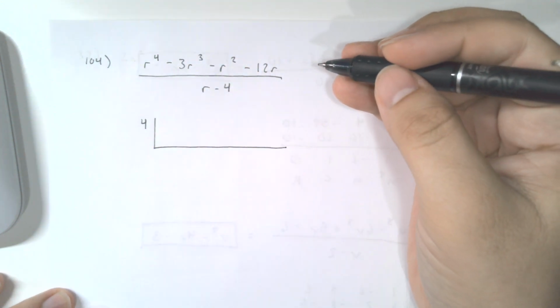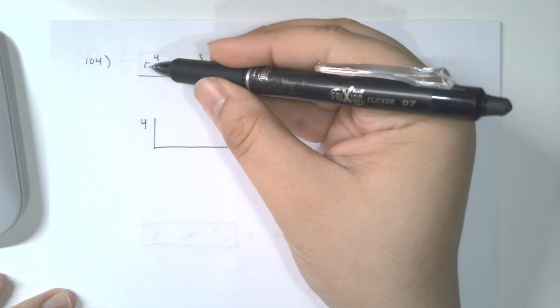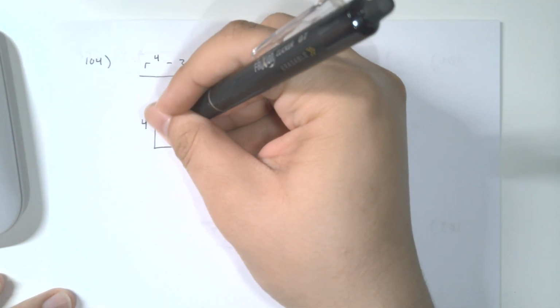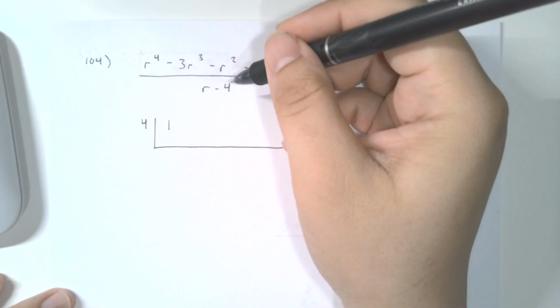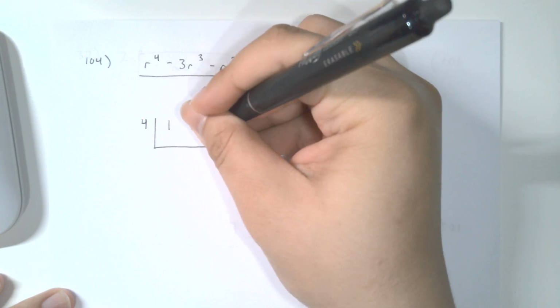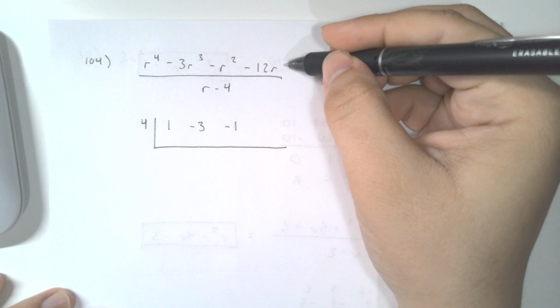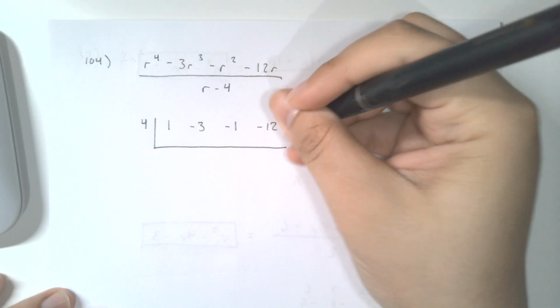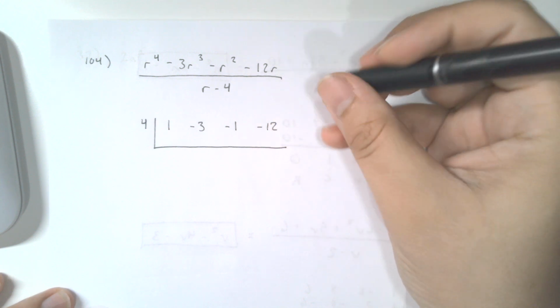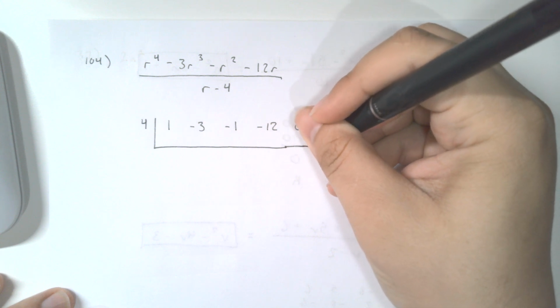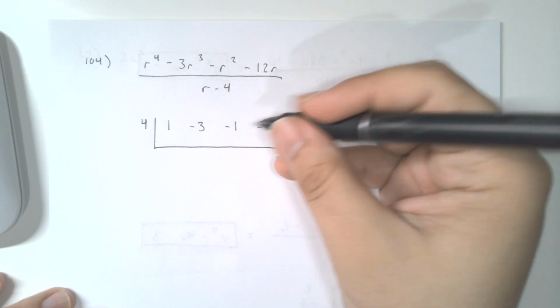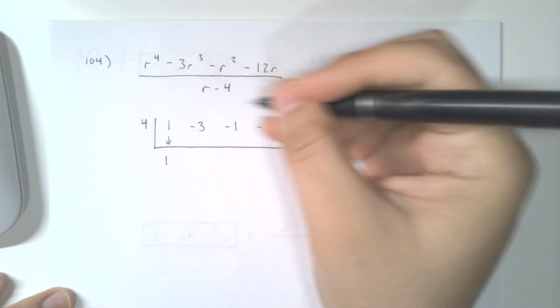And then setting up our synthetic division, we have a coefficient of 1 here for r to the fourth. So we have 1. R cubed has negative 3. R squared has a negative 1. R has a negative 12. And again, we're missing a constant here, so we have to put that placeholder 0. Bring down this number, so we have 1.